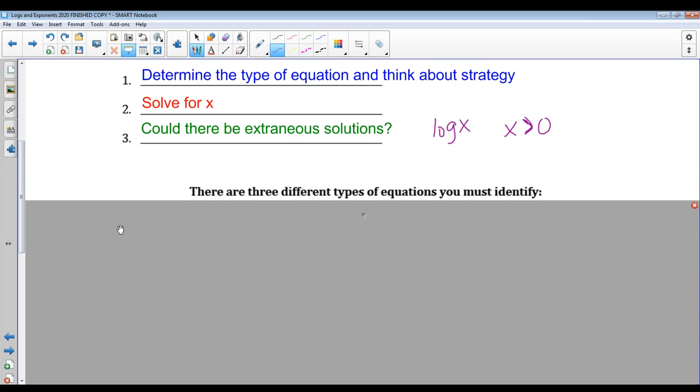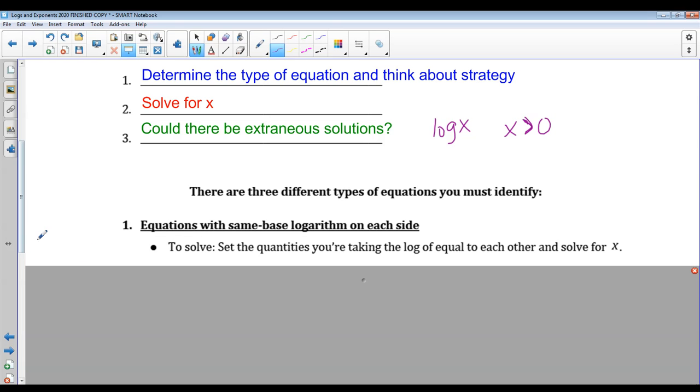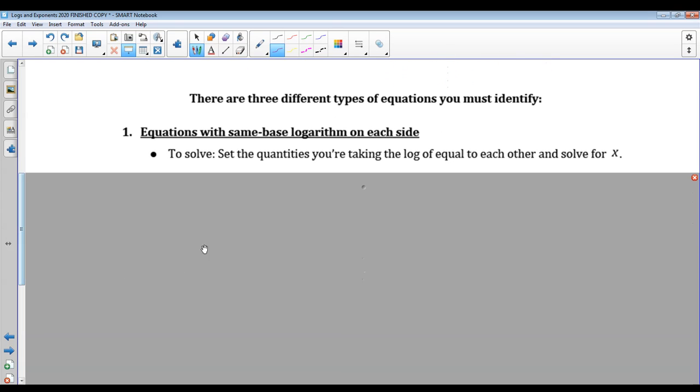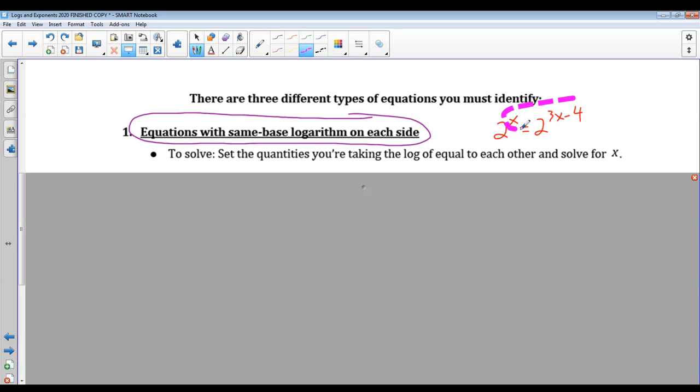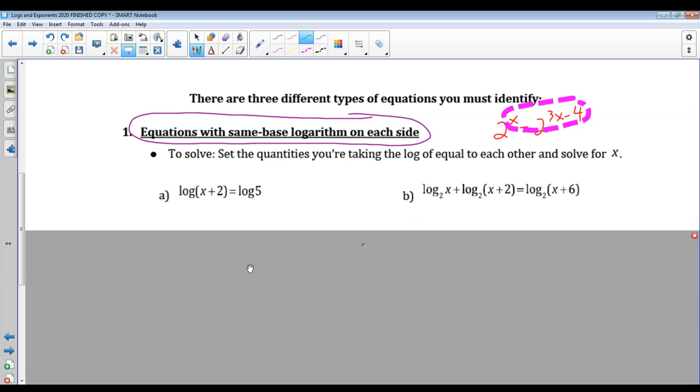All right, so to start, the first type of equation you're going to look to identify are equations with a same base logarithm on each side. So to solve, you're going to kind of treat it like a same base exponent. So if we have like 2 to the x equals 2 to the 3x minus 4, since the bases are the same, it means the exponents have to be equal. And the same thing applies for log functions.